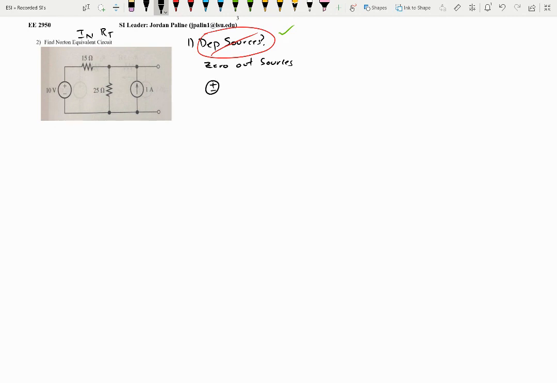So we'll take any batteries that we have, we'll turn those into just wires. Then any current sources we have, we'll turn those into clipped out sections. We'll just clip them out of the circuit. So let's go and draw that. So drop our 15 right there. Drop our 25 right there. Replace our battery with this wire. And we'll replace our current source with this clipped out bit.